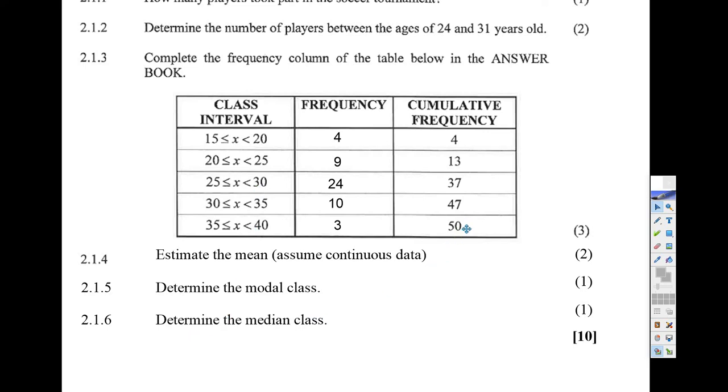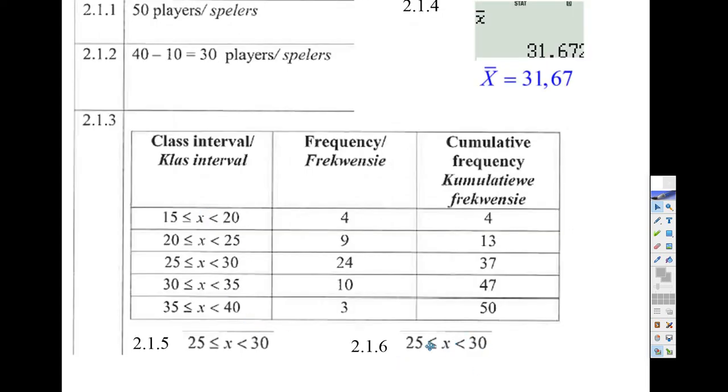Determine the median class. Well, you've got 50 people. The median is the 25th person, the 25th soccer player. Well, that lies in this interval. There's 13 and then 24 more. Wherever the median is, it's somewhere in this class from 25 to 30. And that's the answer. And there you go. There's the ogive statistics question all done.